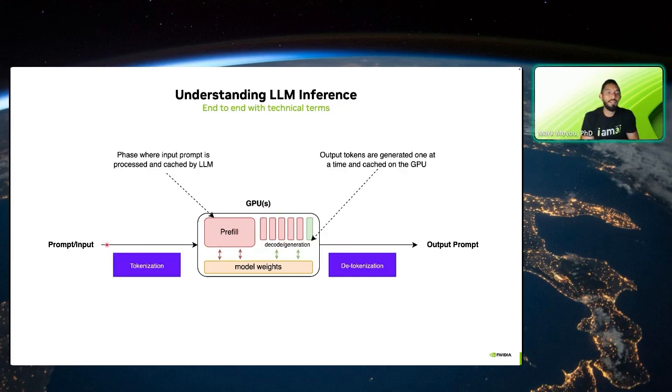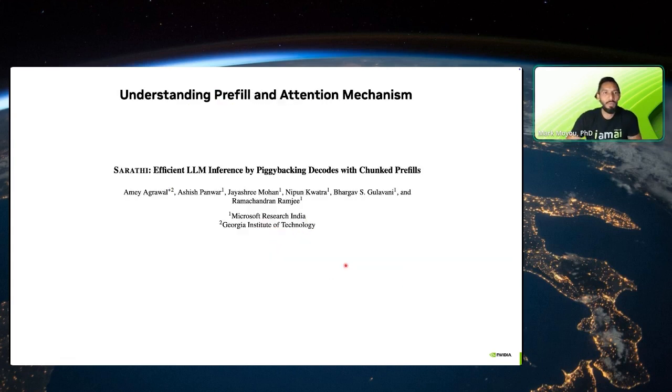If you want the more technical definitions, first you have tokenization, where I go from text to the LLM's tokens. Prefill is where the attention mechanism occurs. We'll look at that very briefly. Then once I start decoding, I generate one token at a time, denoted by these individual bars here. Just remember, all of this is cached on the GPU. And then I detokenize back to the corresponding language. It could be English, it could be Spanish, it could be code in this case, depending on what you've asked.